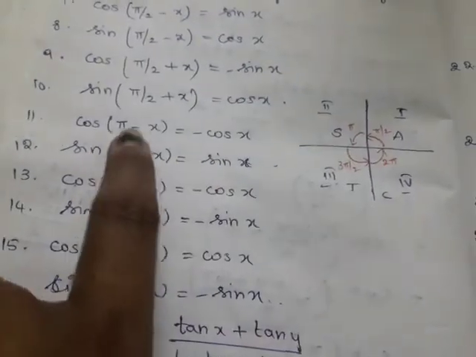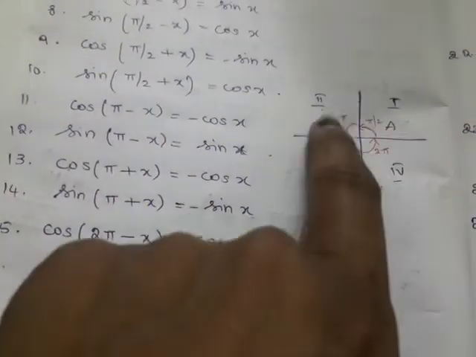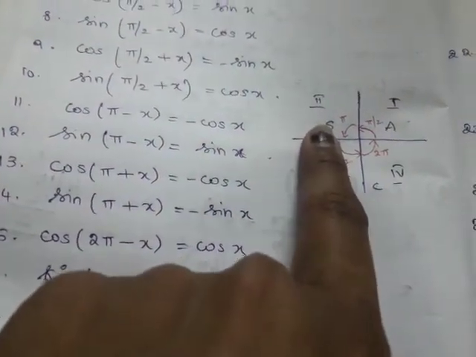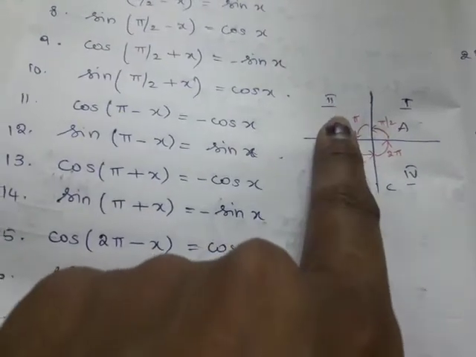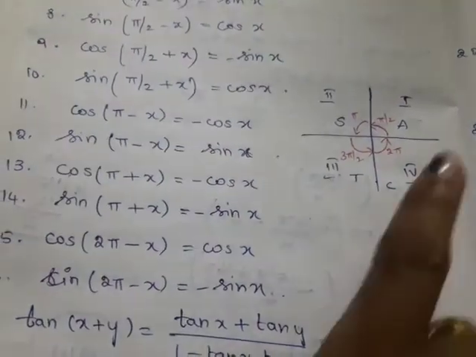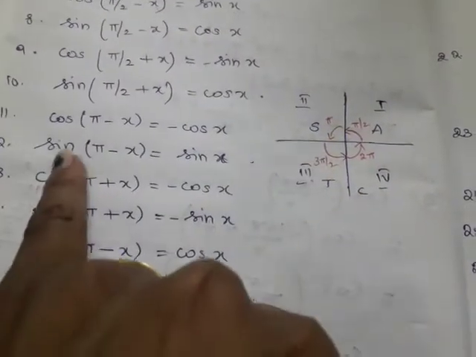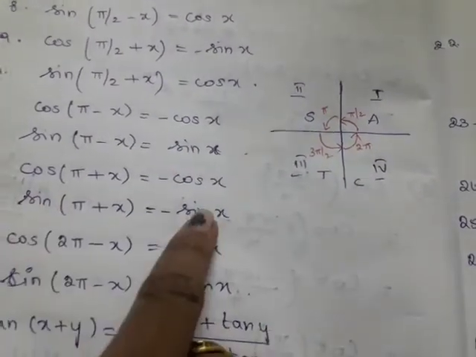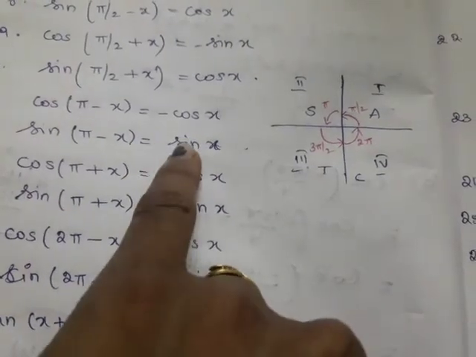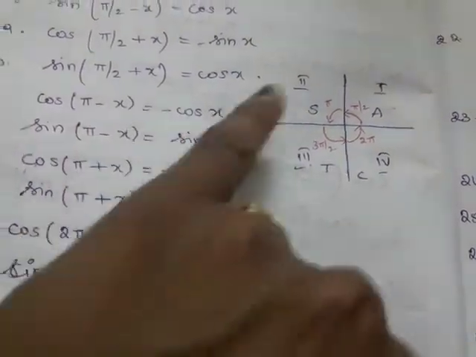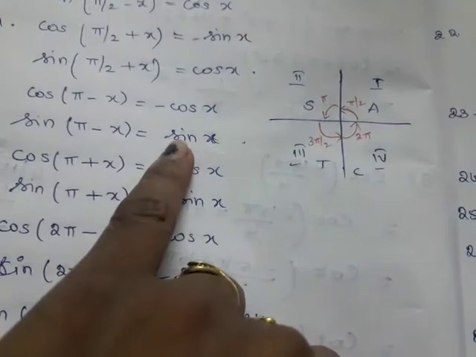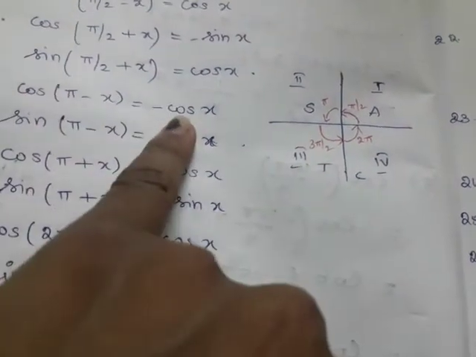When it comes to pi minus x, till this it is pi. Pi minus x means it still remains in the second quadrant only. Again in the second quadrant, only sine and its reciprocal is positive. So the sine answer is positive. I am sorry, here pi minus x means it will lie in the second quadrant, so sine is positive. But cos will become negative.